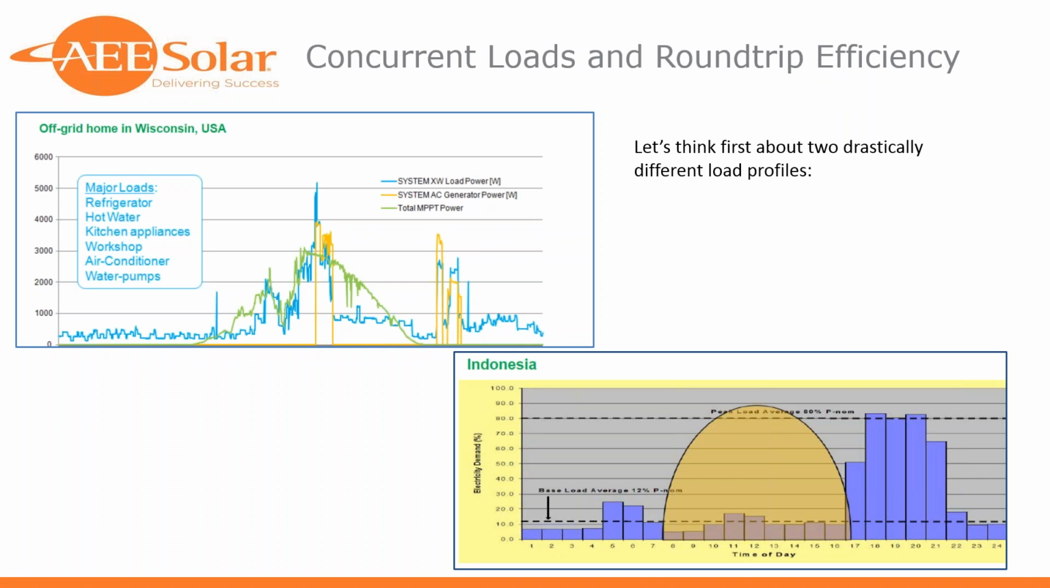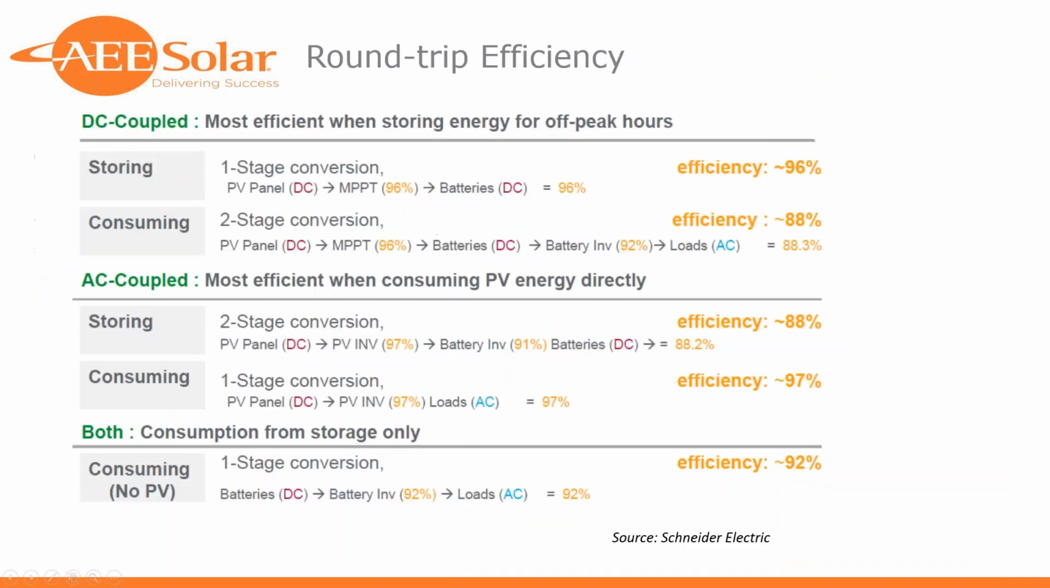Well, what does that mean for the system, and why do we care? Got a couple cases here where we want to look at round trip efficiency. So generally speaking, DC coupled is more efficient when storing energy for off-peak hours. Why is that? Well, when we're storing energy, we've only got one conversion stage. We're bringing power in from the array, running it through the MPPT charge controller, and it's going into the batteries. For simplicity's sake, I haven't included wire losses. I've assumed 100% efficiency on the storage into the battery. So one conversion cycle, we're only limited by the efficiency of the charge controller, so call it 96% efficient.